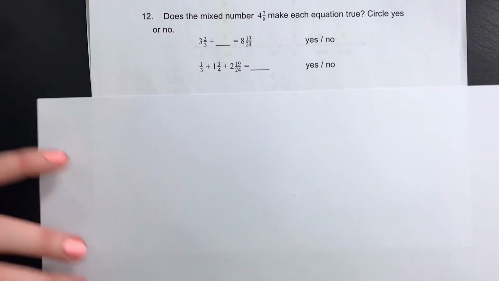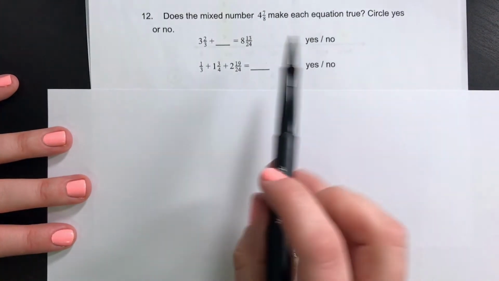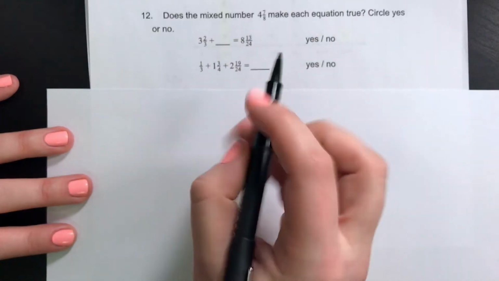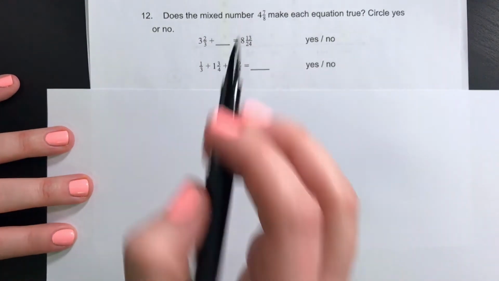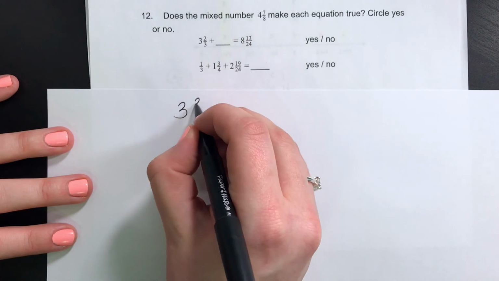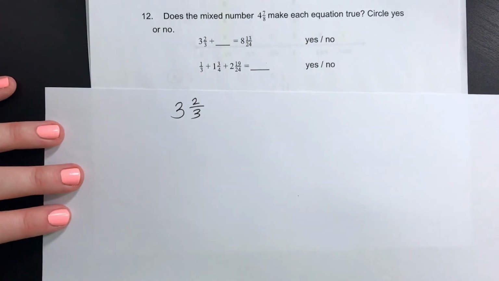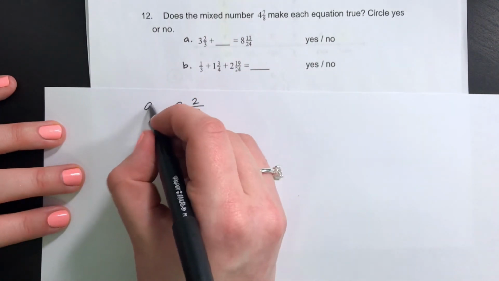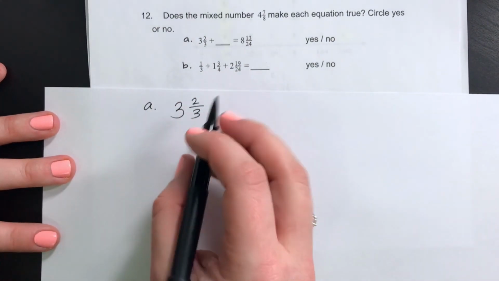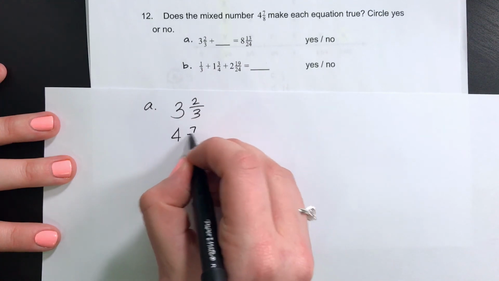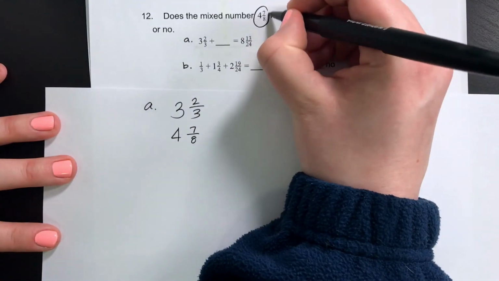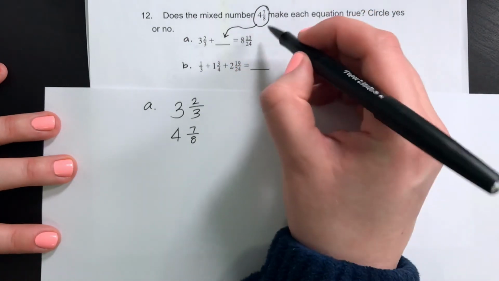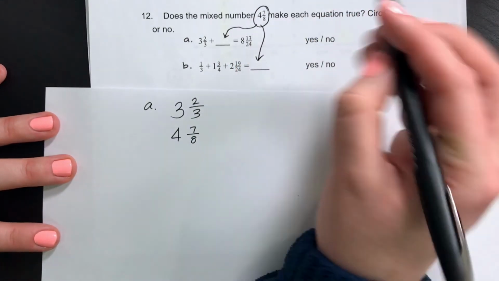Okay, last one, number 12. Does the mixed number 4 7/8 make each equation true? Circle yes or no. So really we just have to solve both of these problems. 3 2/3. I'm starting with this one here. I'm just going to call this A. I'm going to call this B. So we're starting with A. 3 2/3 plus 4 7/8. Remember, we're taking this problem from the instructions and kind of placing it here. And we're also going to place it in this blank too.